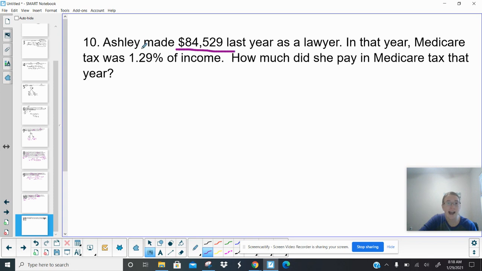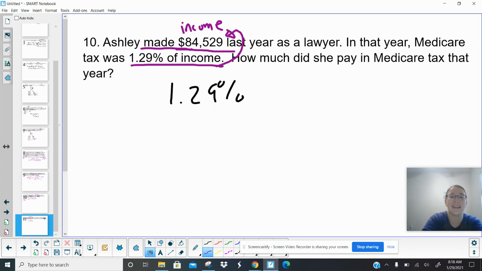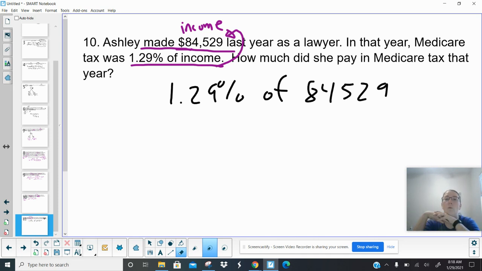Here's income. Ashley made. That means this is her income. And this is the percentage, 1.29% of income. So I'm going to show some more time, guys, because a couple of you missed this question. And I think it's because you still do not have internalized being able to look at 1.29% of 84,529 and going, oh, I can do that. I just get the decimal and multiply. It has to be that quick.